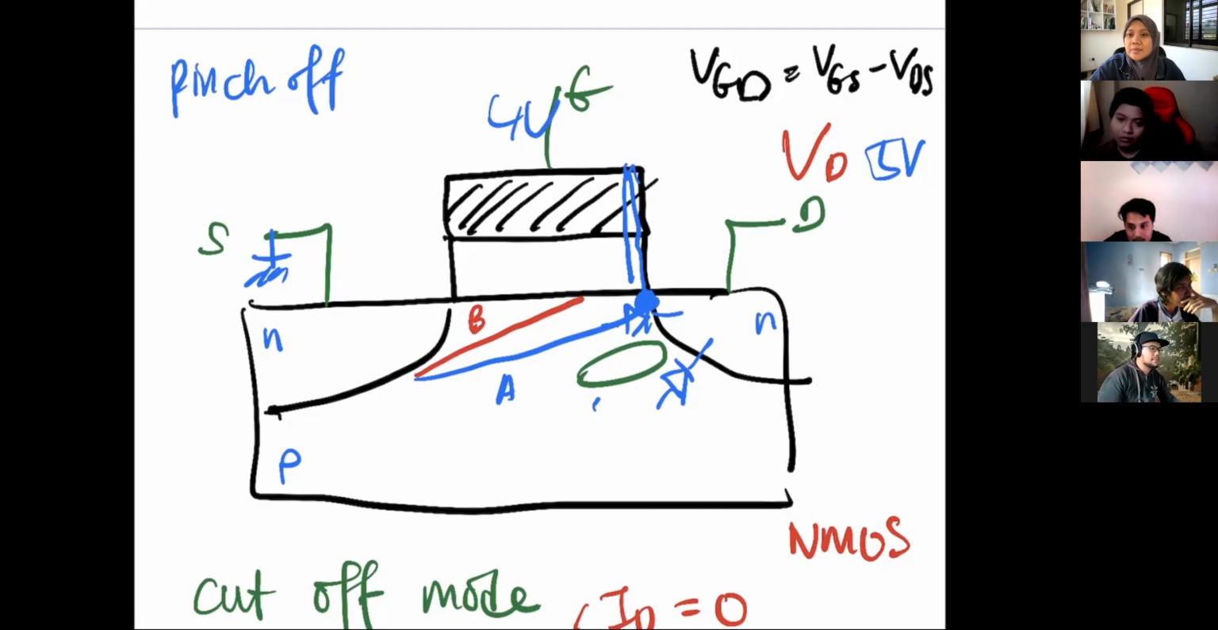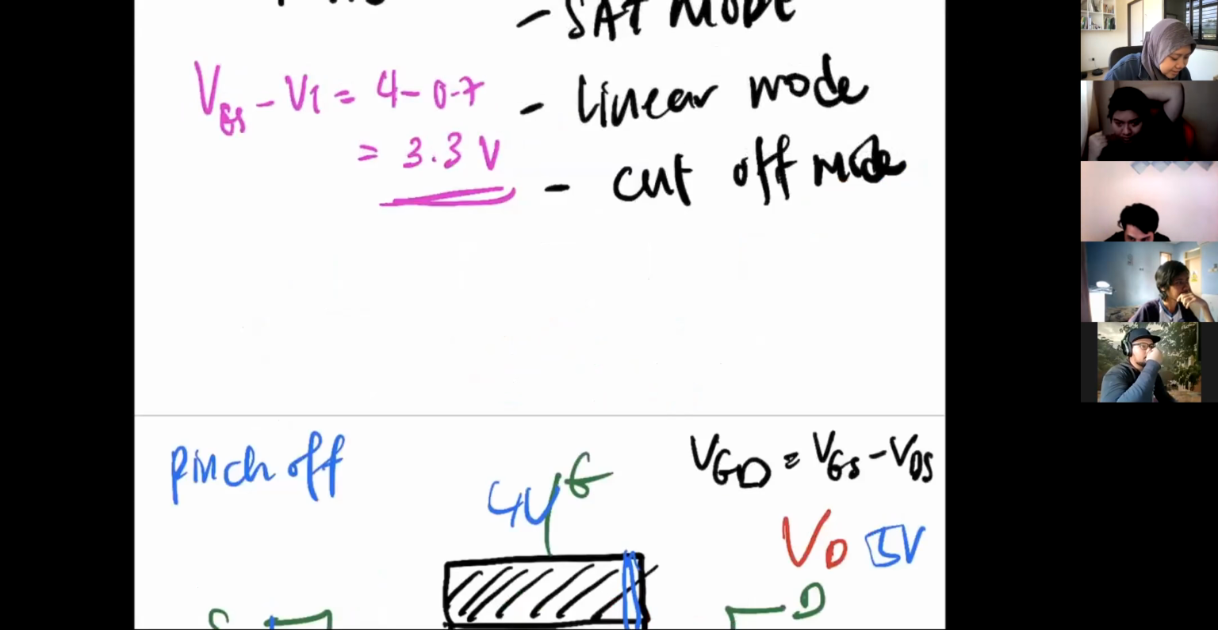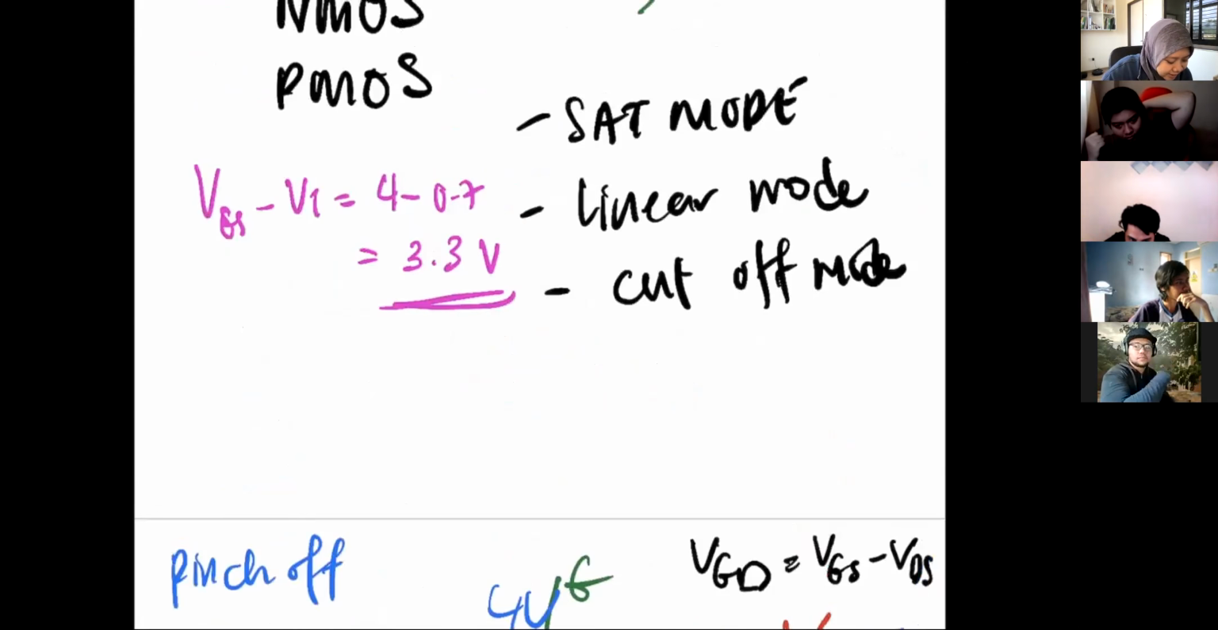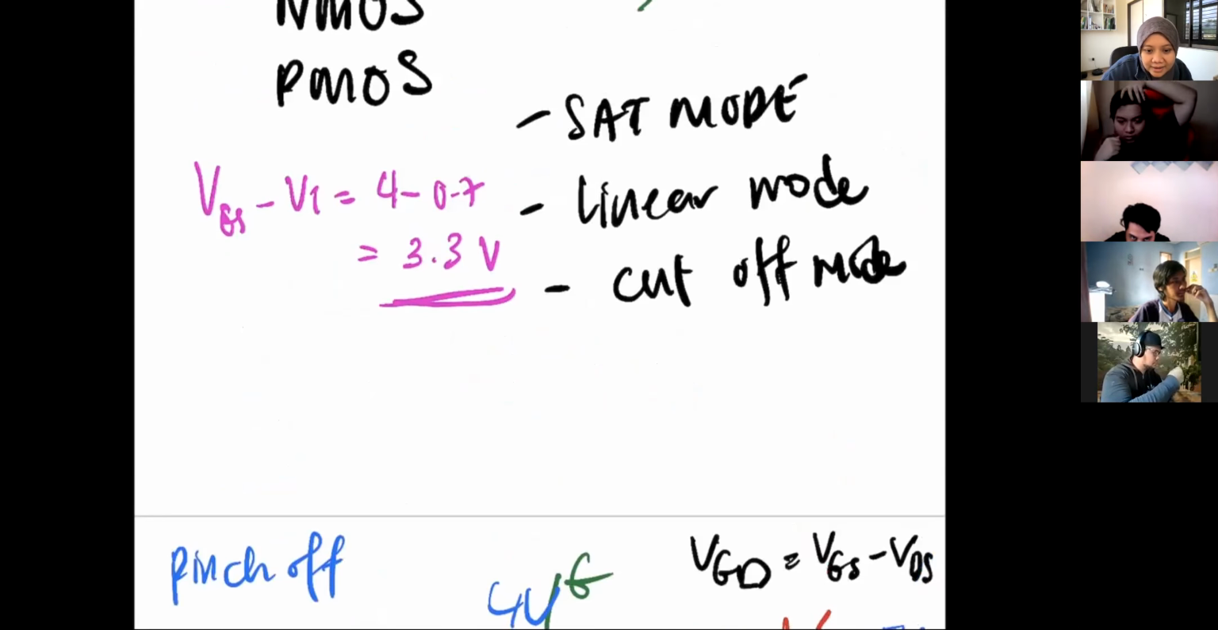Anybody else? Okay. Since we have 10 minutes left, mesti hang lagi. Dia tadi dah screen saver. See, dia tak boleh masuk screen saver mode. Masuk je dia hang.